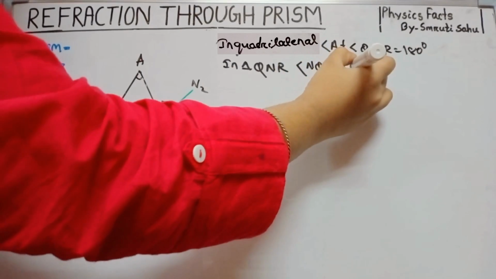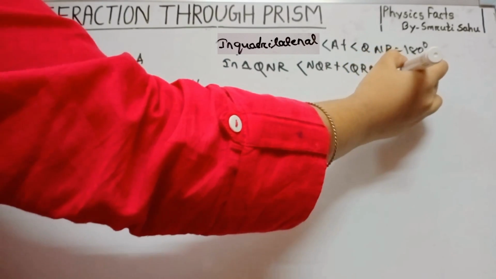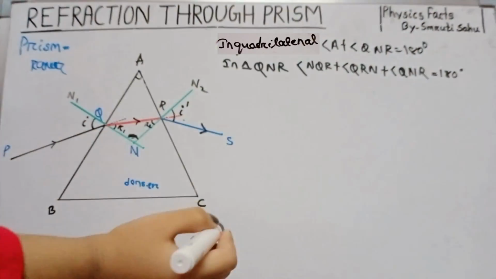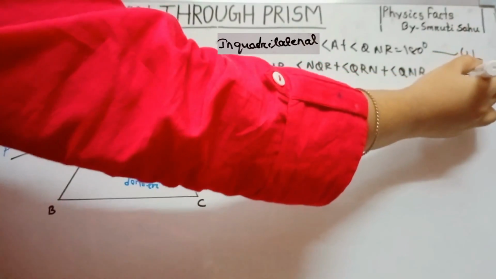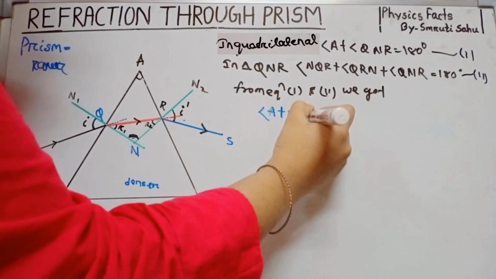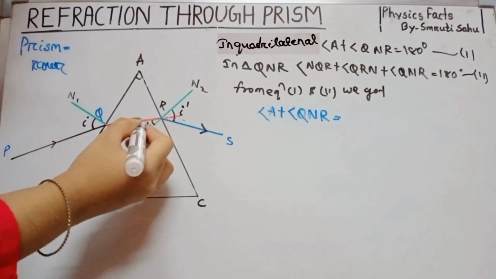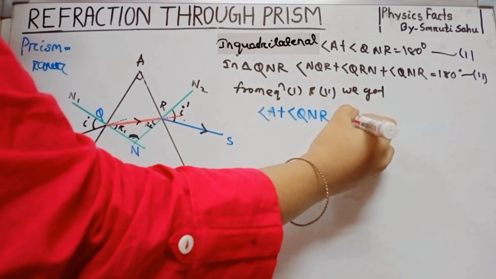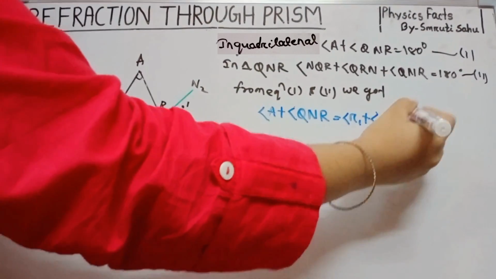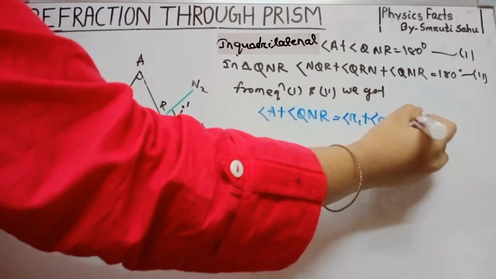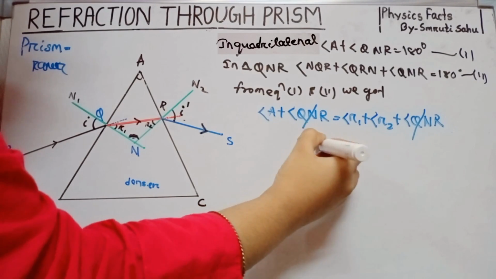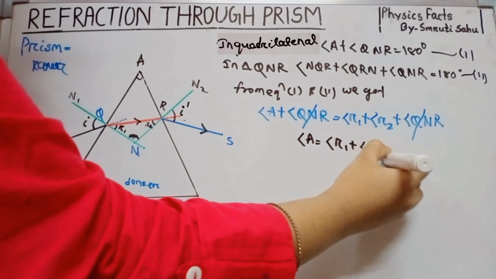angle NQR plus angle QRN plus angle QNR is equal to 180 degrees. We know that the sum of three angles is 180 degrees. That means the two equations are equal to each other. So from equations 1 and 2, angle A plus angle QNR equals angle NQR plus angle QRN, that means angle R1 plus angle R2 plus angle QNR. The QNR cancels on both sides. So we get angle A is equal to angle R1 plus angle R2.